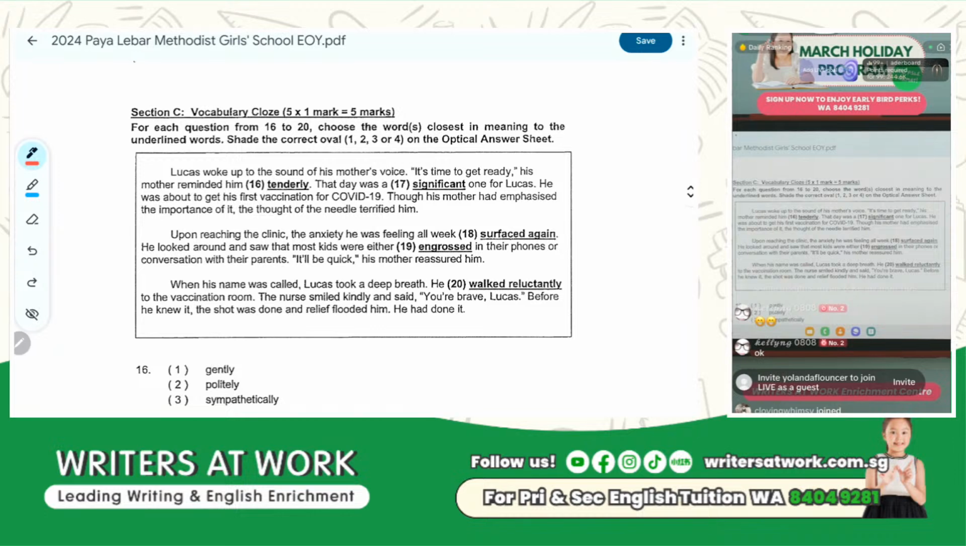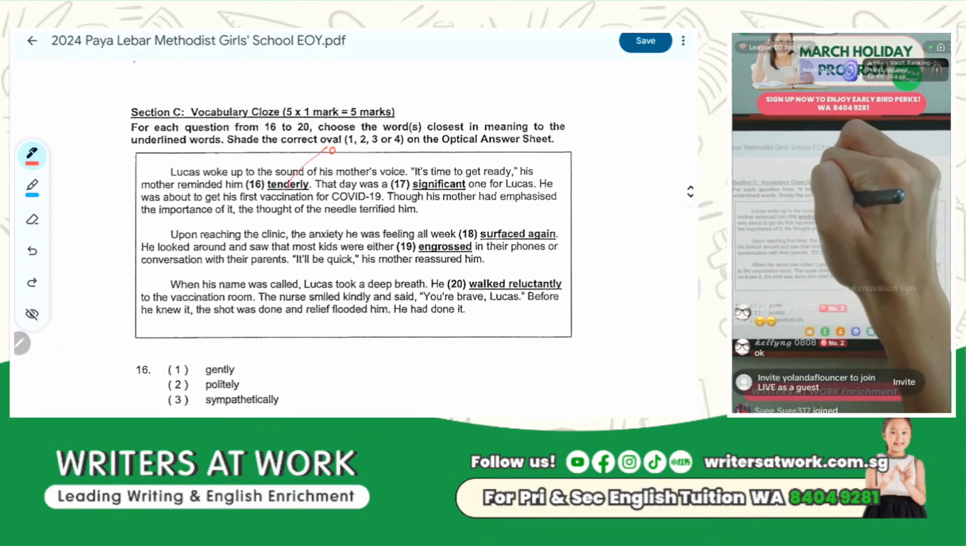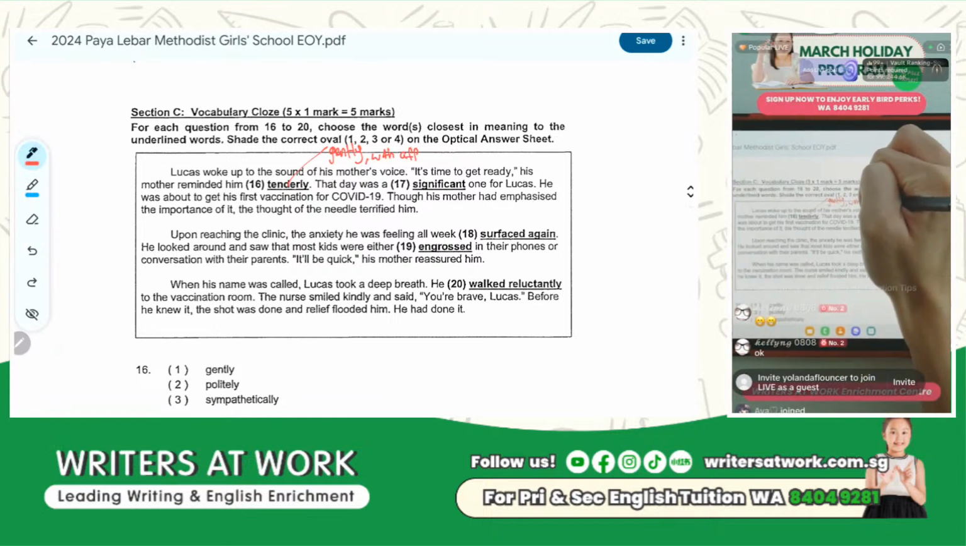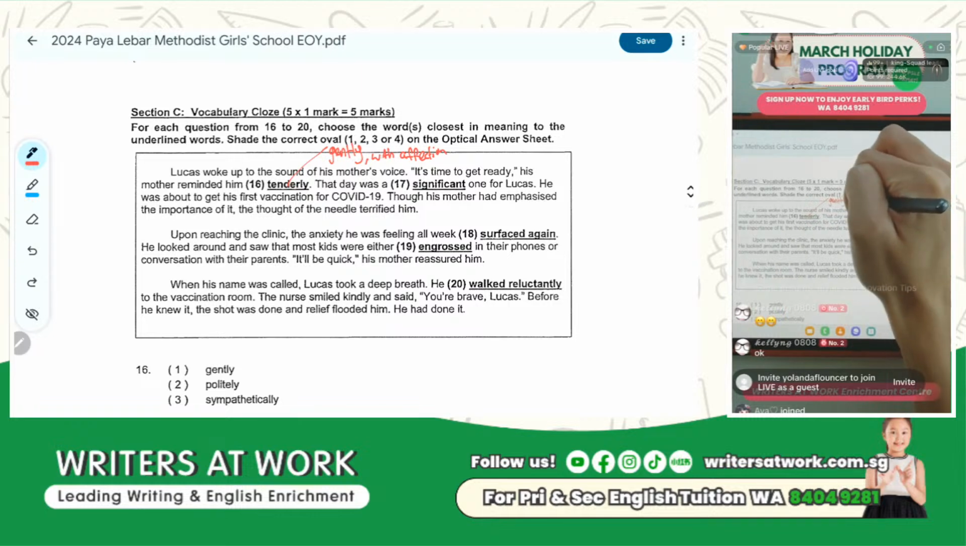Okay, so Lucas woke up upon his mother's voice. It's time to get ready, his mother reminded him tenderly. Now, tenderly here means you do something gently, and there is that kind of affection. That means you say something to somebody very nicely. Okay?